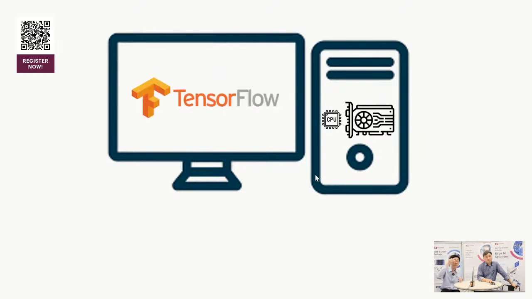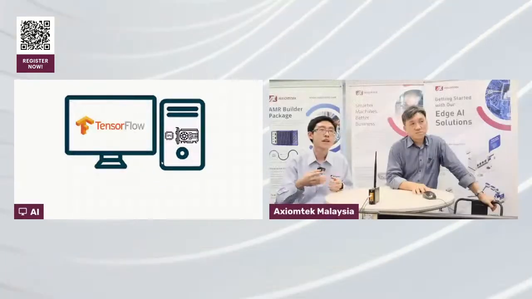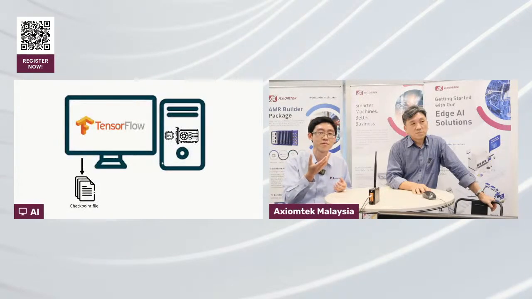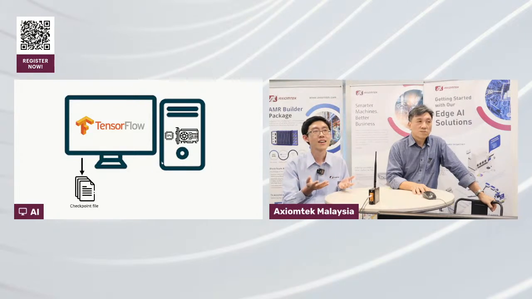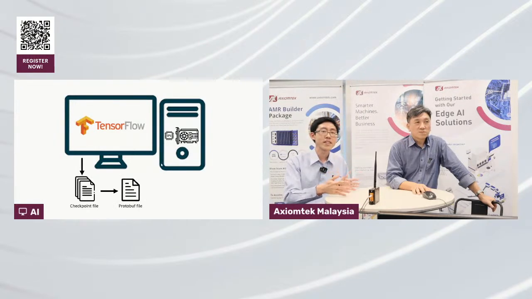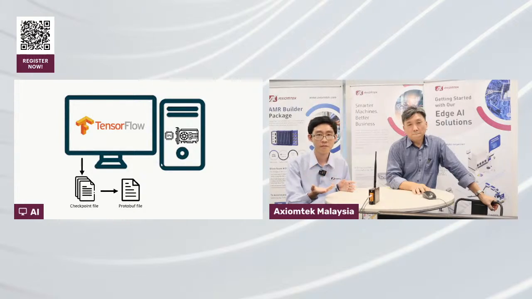Okay, now I will focus on TensorFlow, because different deep learning frameworks will produce different things. During the training process, it will generate some checkpoint files. In the TensorFlow case, we call it a checkpoint file. The checkpoint file actually is your AI model. Every so many iterations, it will produce a file, so you have a lot of these checkpoint files. Then at the end of the training, you will choose the best checkpoint file that gives you the best accuracy, and then you convert it to a protobuf file.